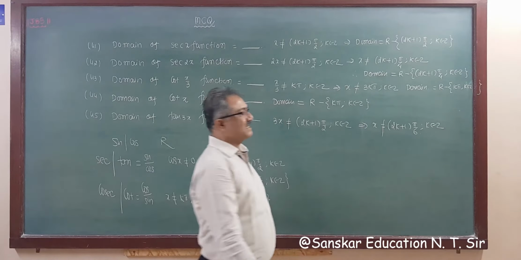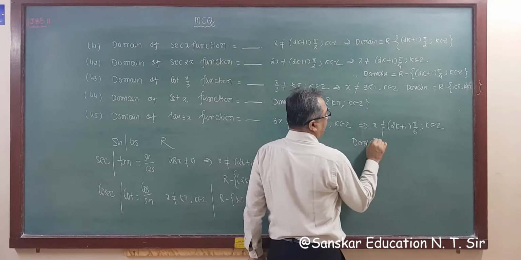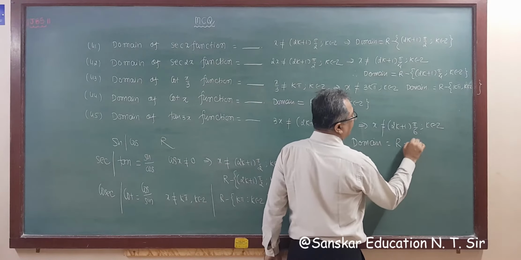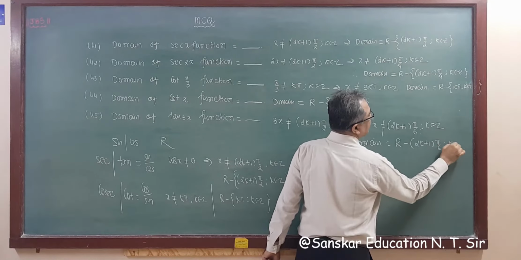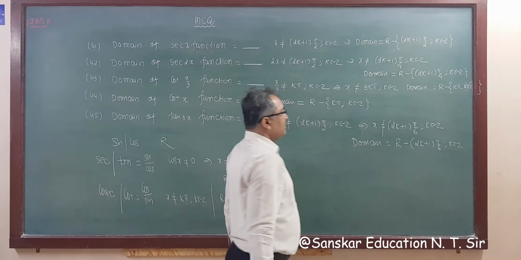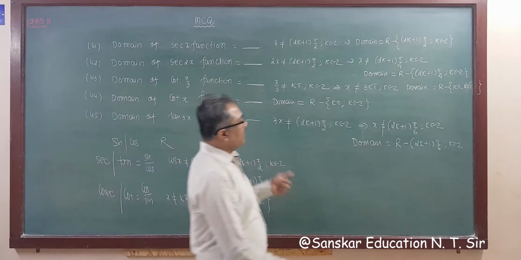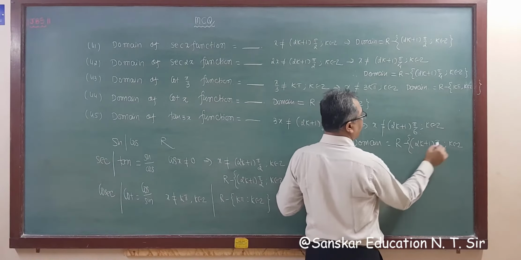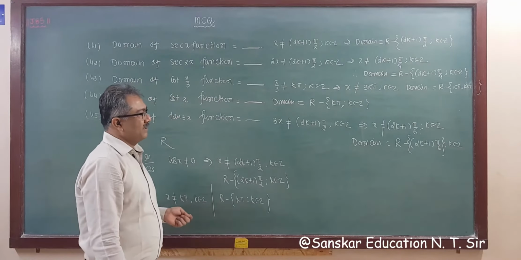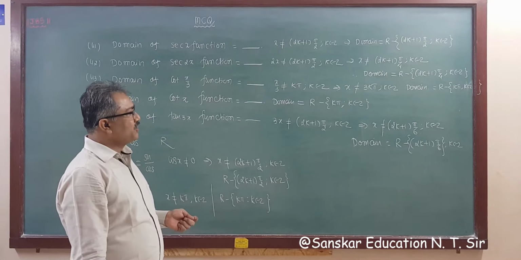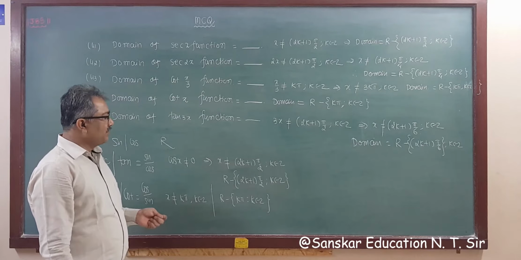So the domain is R minus twice k plus 1 pi by 6, k belongs to Z. So this is the domain, right? You have to remember this thing, right? And I am writing this in a set bracket, right? R minus {(2k plus 1) pi by 6}, k belongs to Z.